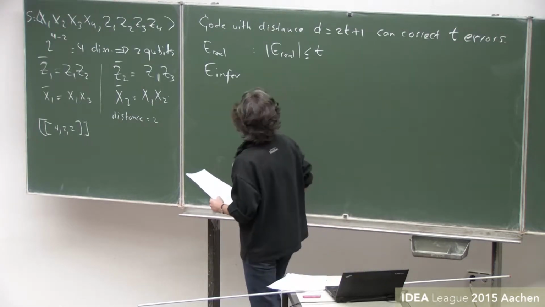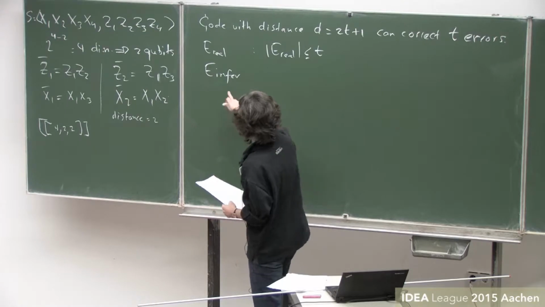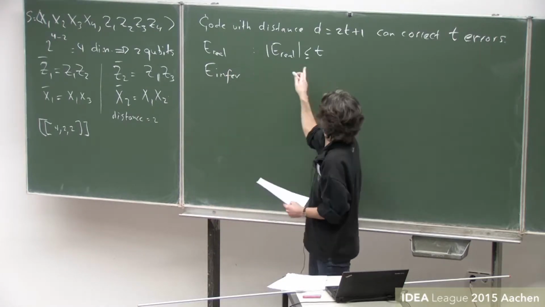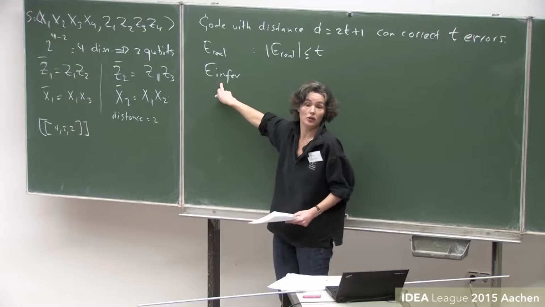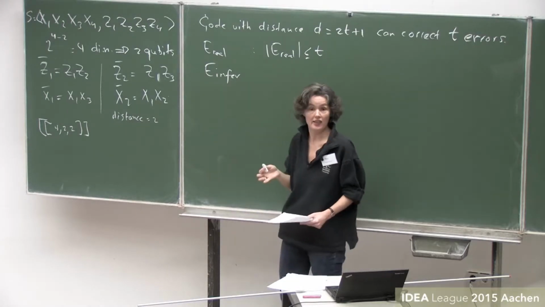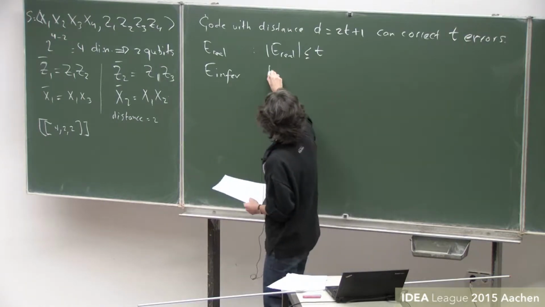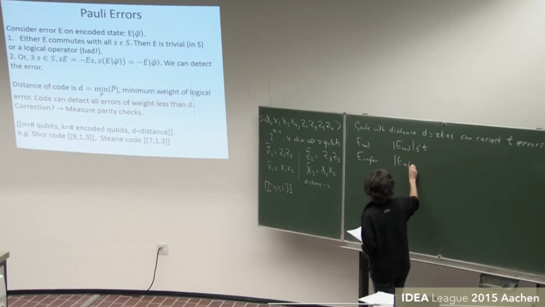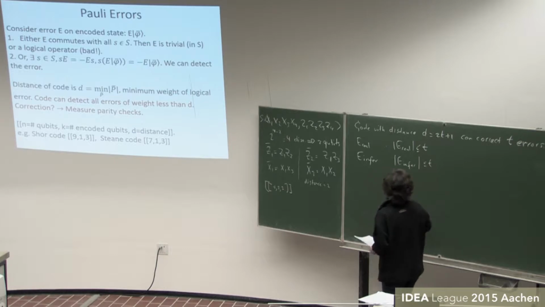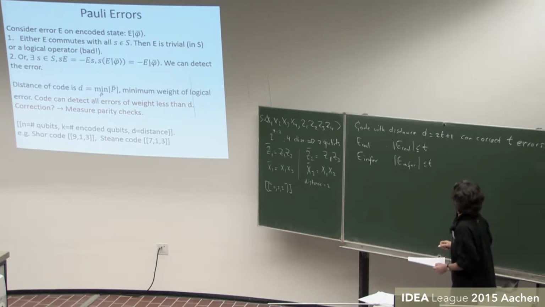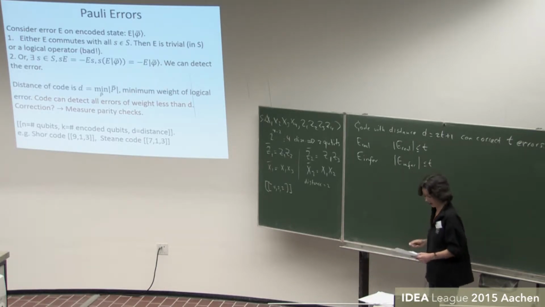Well, we know there's a real error that has weight less than or equal to t, so this inferred error will also have weight less than or equal to t, because it could be the real error, but could also be something else. But if we pick the minimum weight one, we always find something with weight less than or equal to t.